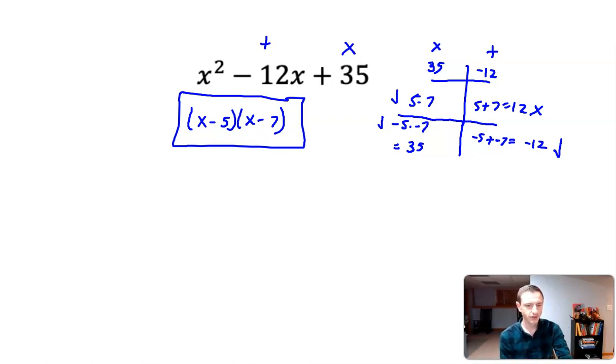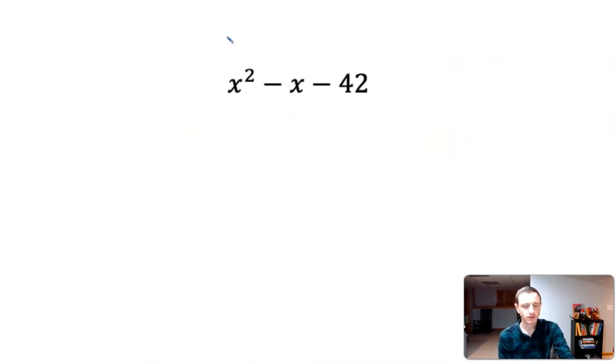So the last couple scenarios have been a little bit more straightforward: we just wanted to multiply to the n, add up to the middle. We're going to do a couple more examples, but I want to start talking a little bit more about this process of factoring these trinomials.